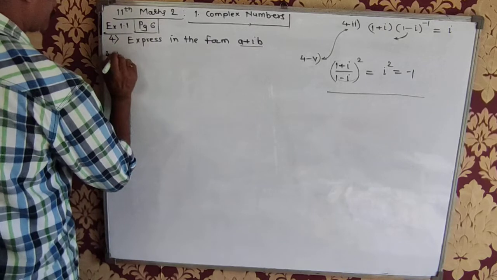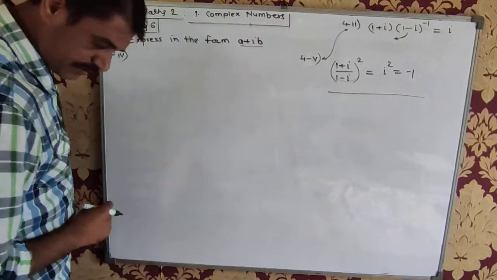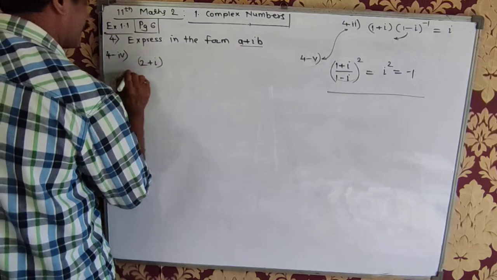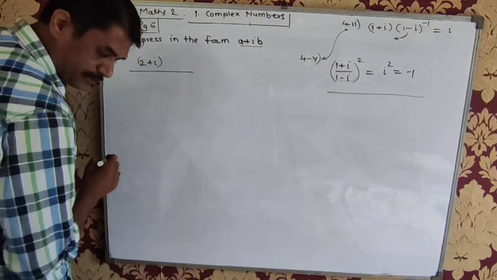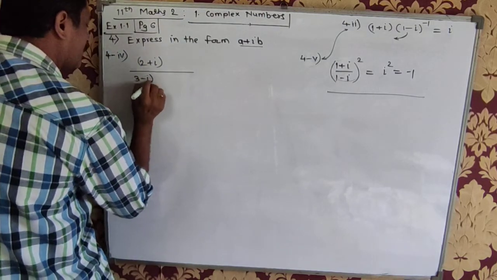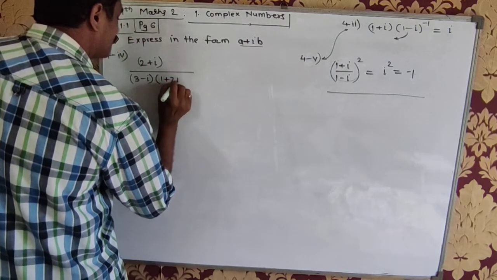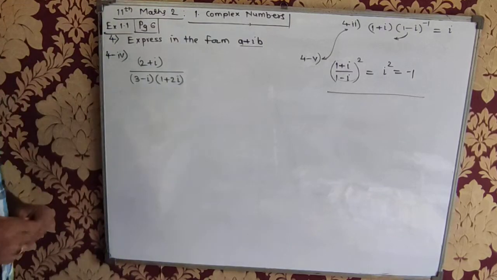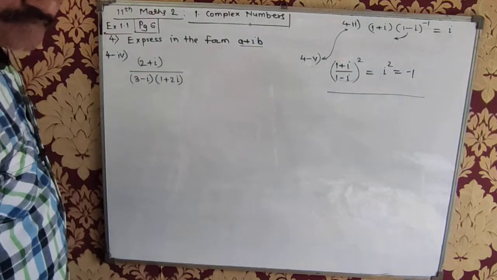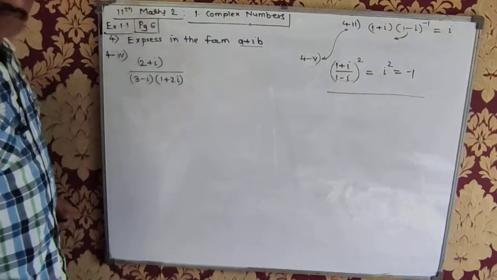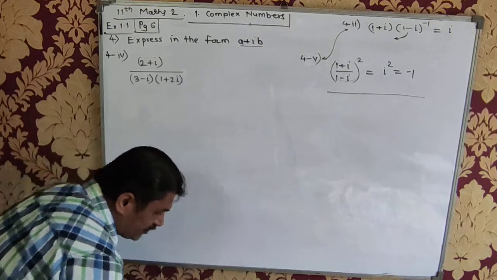Okay, question number 4 subpart 4. What is it? 2 plus I upon 3 minus I into 1 plus 2I. Okay, how do we go for that? What will we do? First I will multiply in the denominator. Okay? So tell me what you get there.